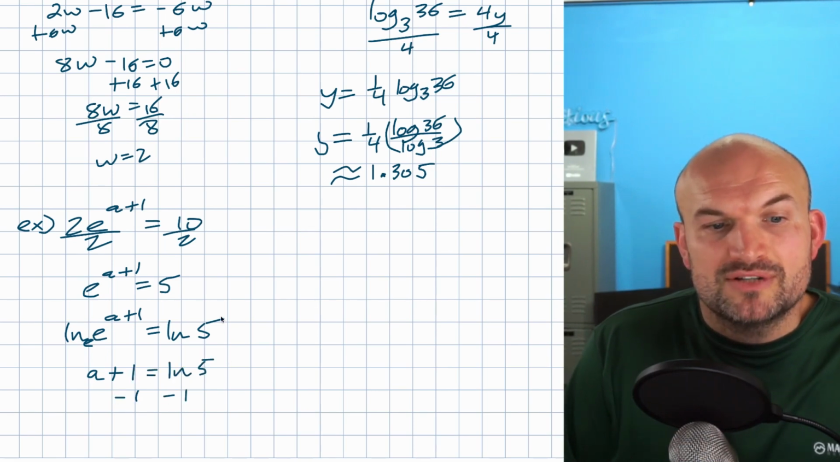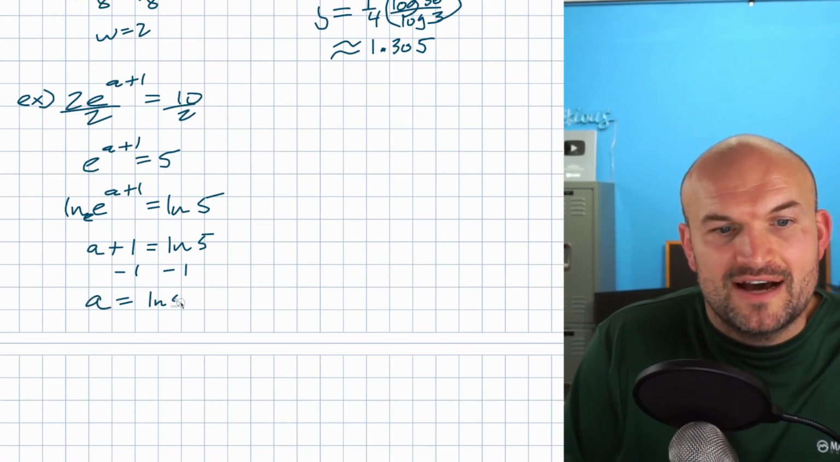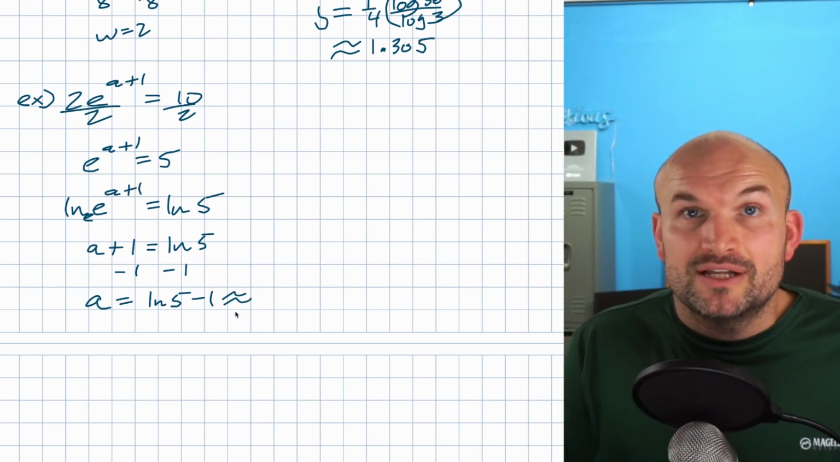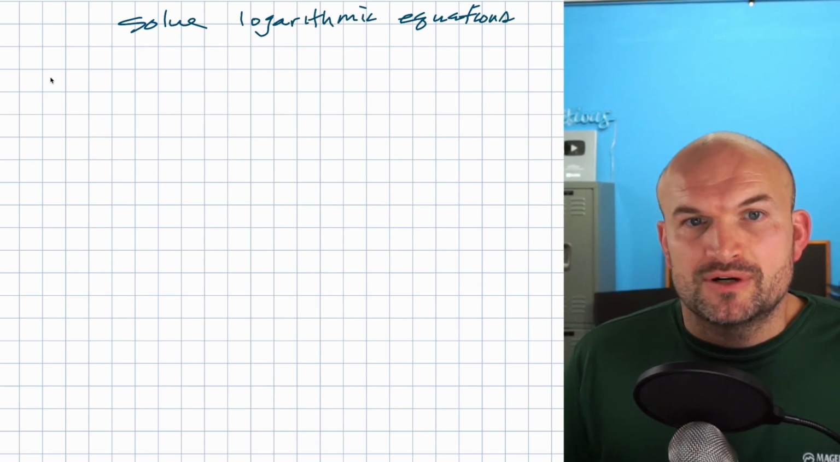Then I'll subtract 1 on both sides. And again, you're going to want to use your calculator here. So therefore, this is going to be a equals ln of 5 minus 1, which again, using my calculator, is going to be approximately 0.609.